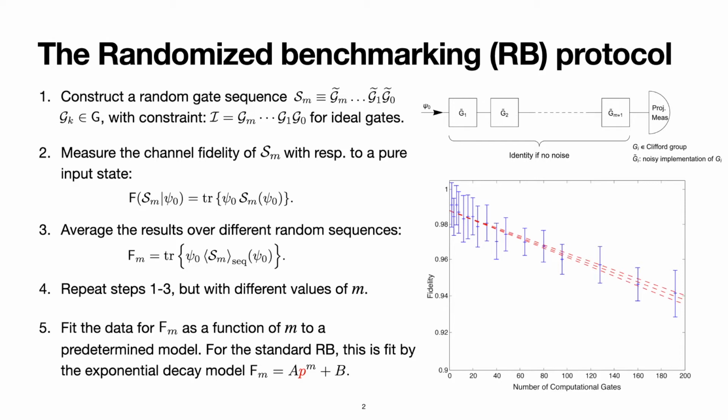For the standard RB model, which is the most widely adopted version, the gates are sampled from the Clifford group and we fit the data to the exponential decay model, where A and B are unimportant fit parameters absorbing all the state preparation and measurement errors. And the decay rate p is a key figure of merit, characterizing in some sense the average noise level in the system. A schematic plot of this protocol is shown here, and the typical data set looks like this, where one fits the data to a straight line in a semi-log plot.